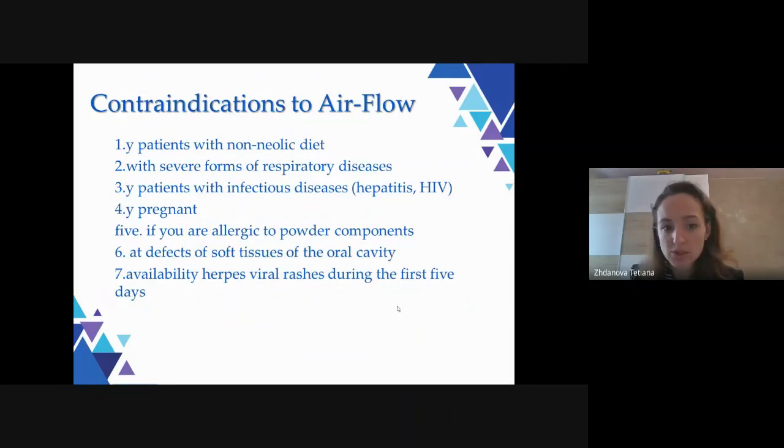Contraindications, of course, when a patient, we don't use it when a patient has a non-balanced diet. Then with severe forms of respiratory diseases, with infectious diseases and pregnant women. And the presence of herpes viral infection.